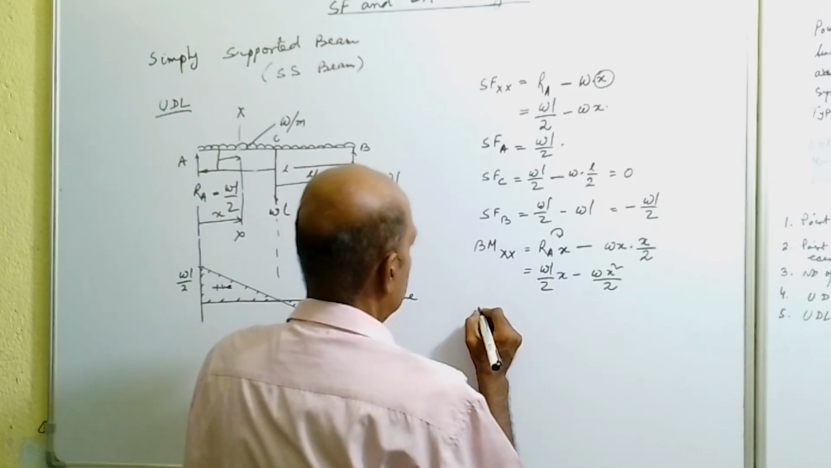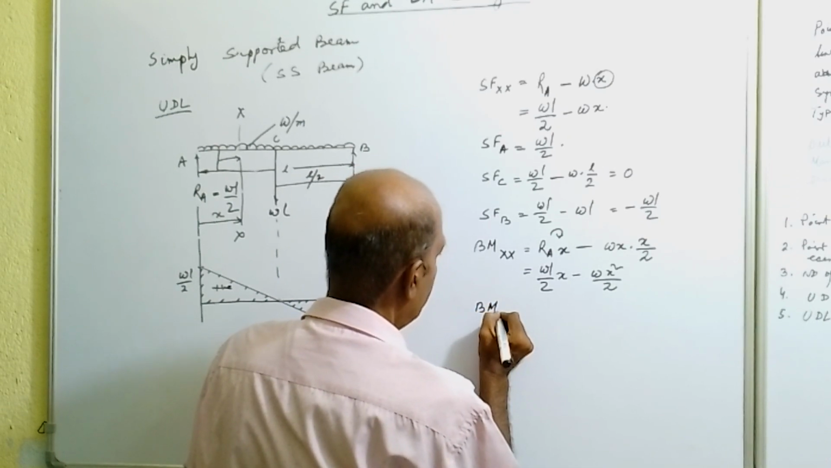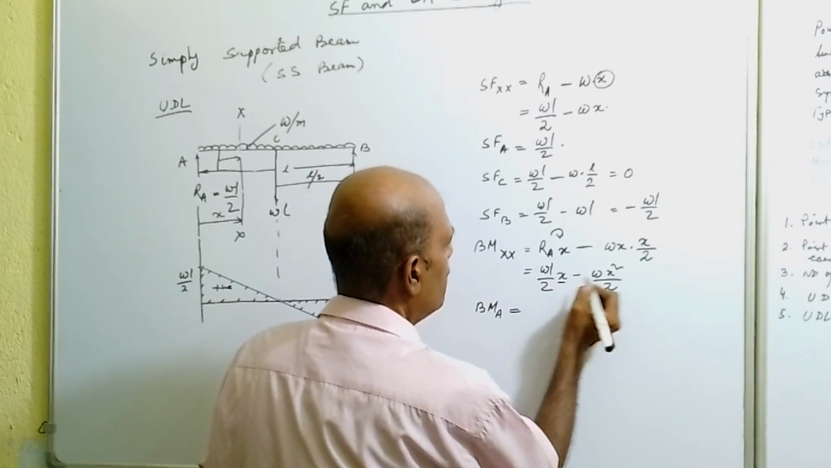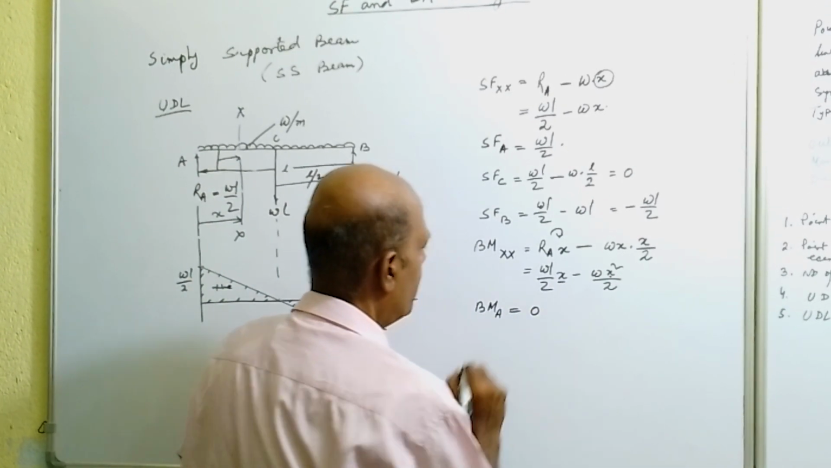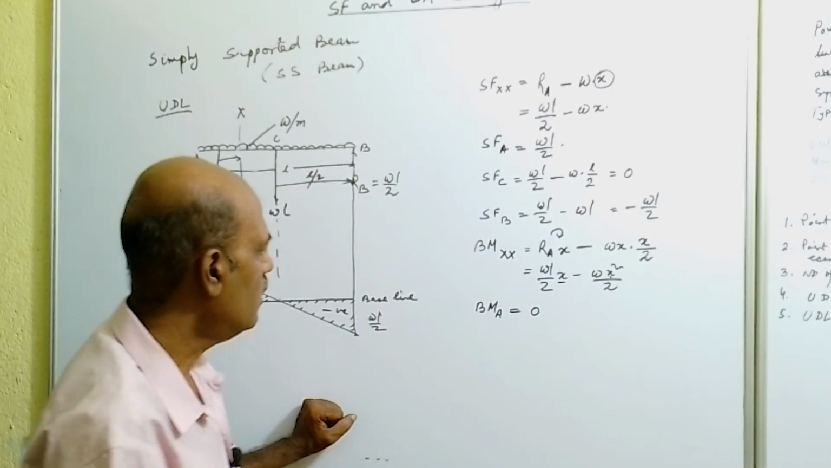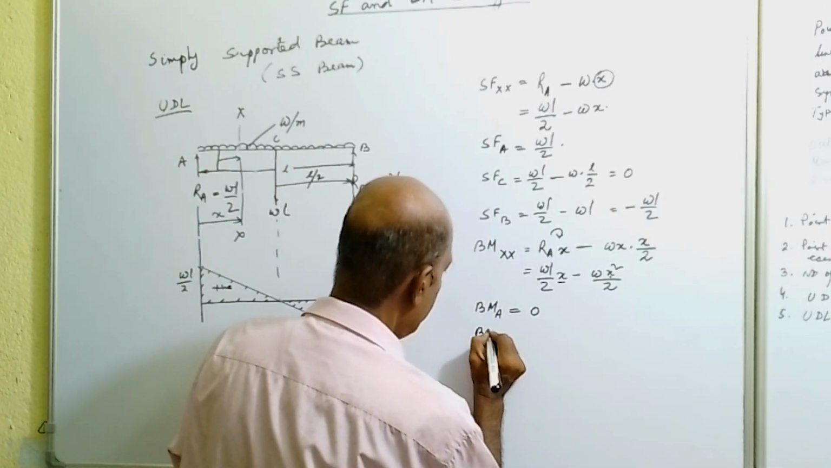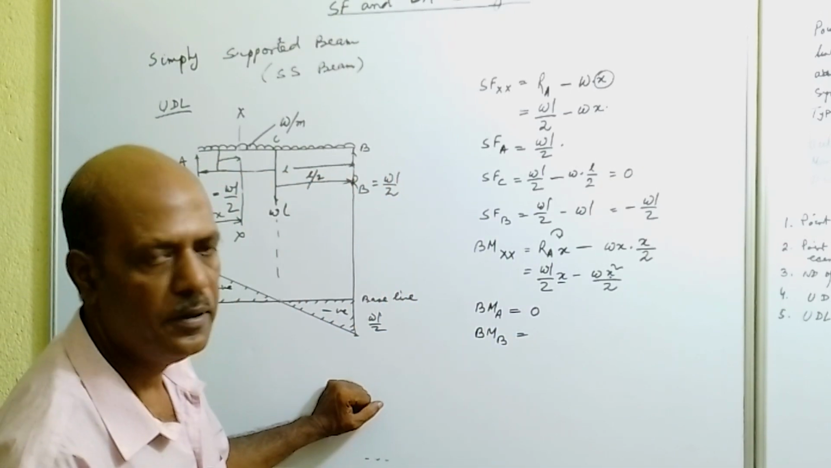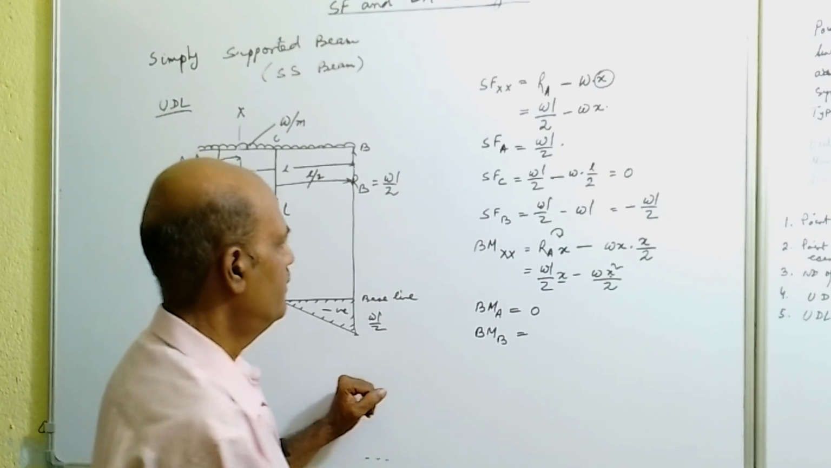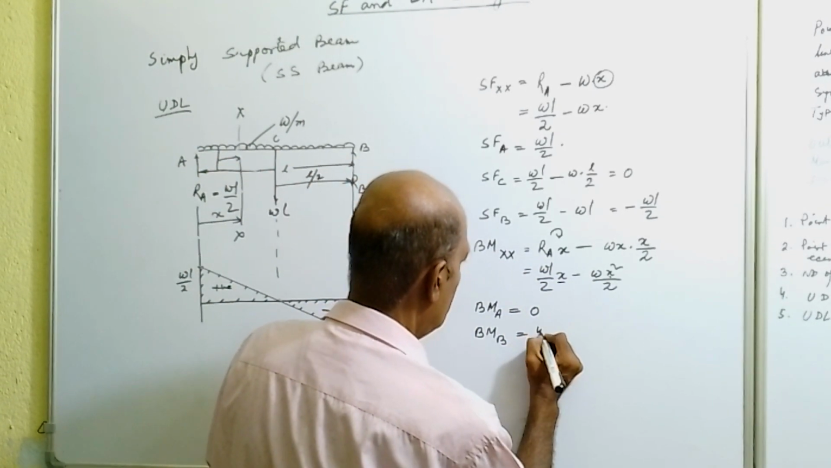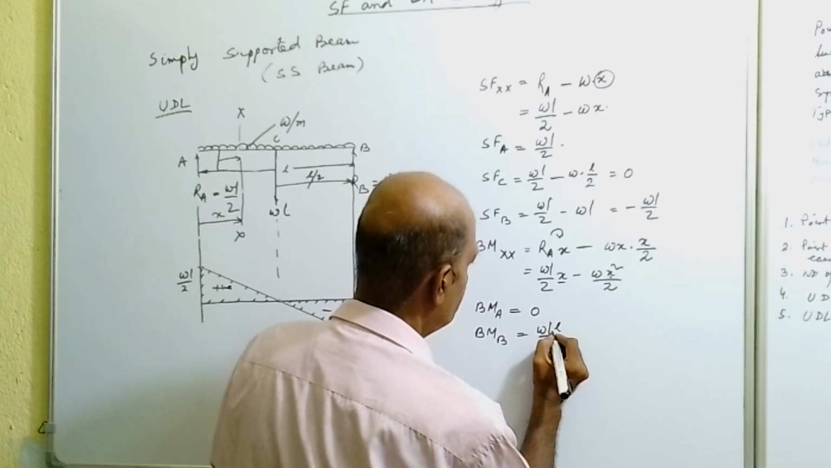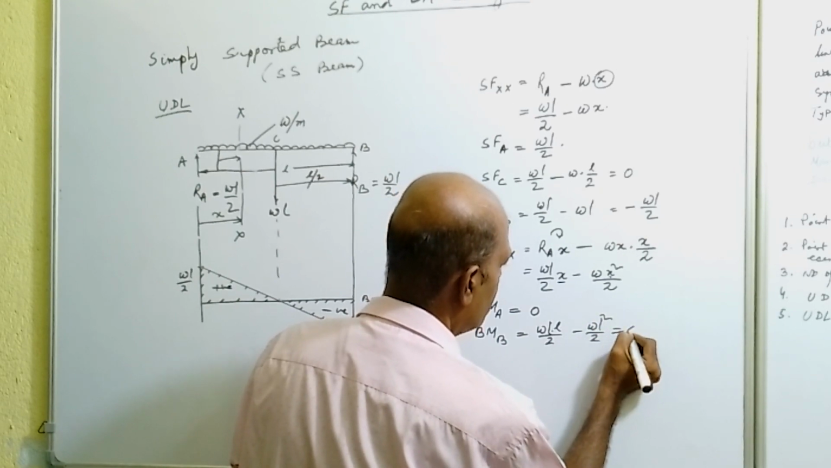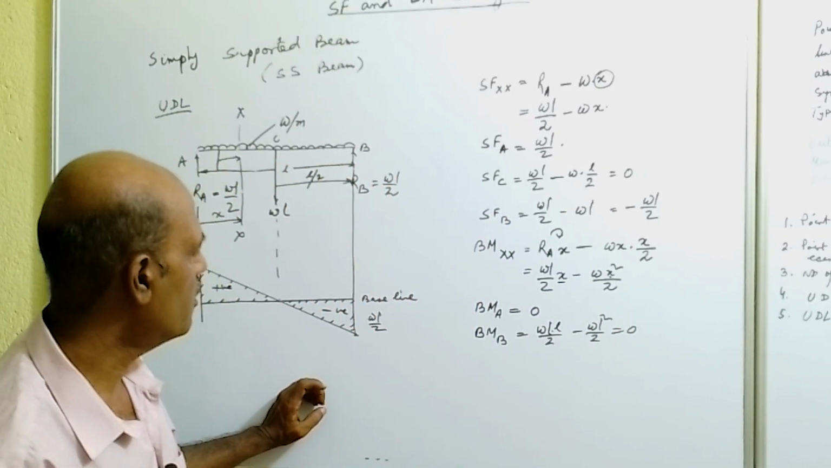Now slide the section to point A. Bending moment at point A, where X value will be 0. If we put the X value equal to 0, bending moment at point A will be 0. Now slide the section to point B, so we will get bending moment at point B, where X value will be L. So we can find from this equation WL into L by 2 minus WL square by 2. So that also becomes 0. So we cannot draw the diagram.